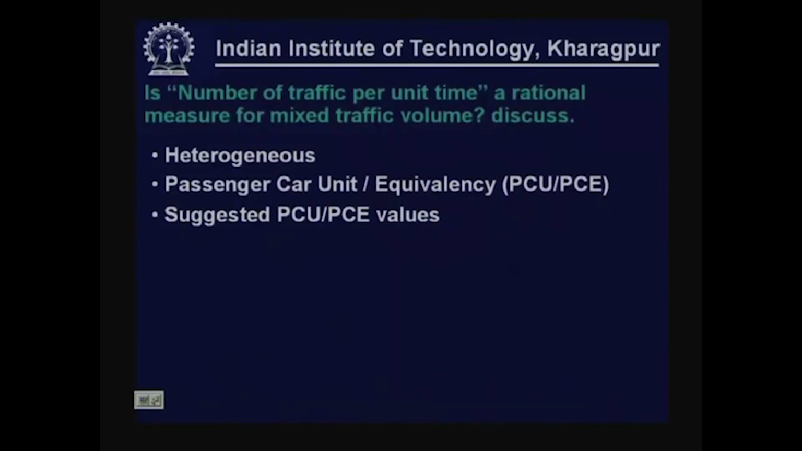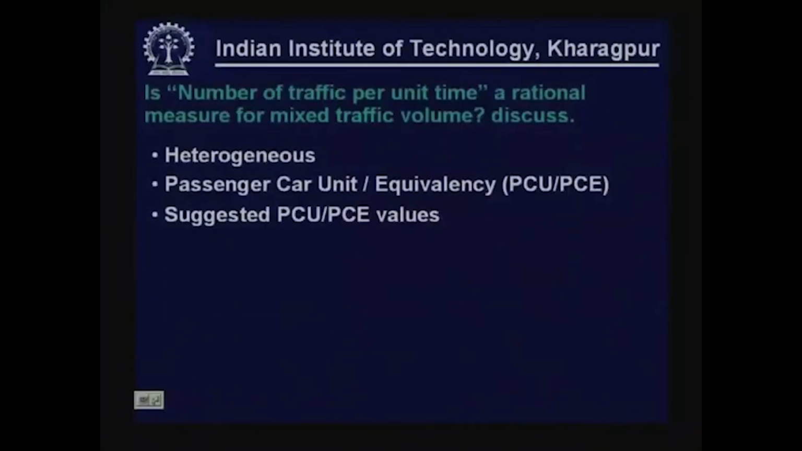The last question was, is number of vehicles per unit time a rational measure for mixed traffic volume? The answer is no, because they are different in size, dimensions, acceleration, deceleration capability and so on. So, for heterogeneous traffic movement, number of vehicles is not a proper measure. For that, we use passenger car equivalency factor, PCE or PCU, and Indian Roads Congress guidelines and other guidelines suggest suitable PCU values which are to be used to convert heterogeneous traffic to a stream of homogeneous traffic.